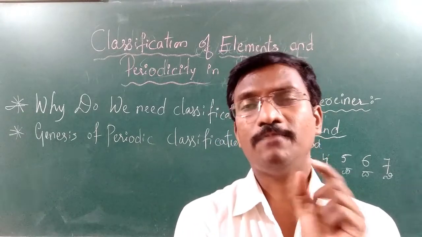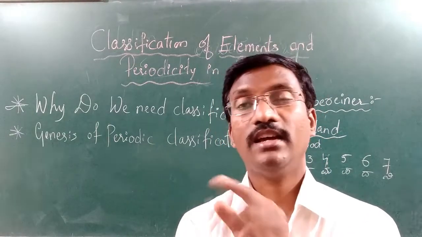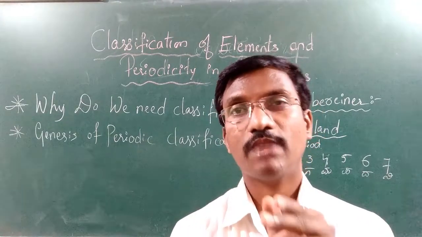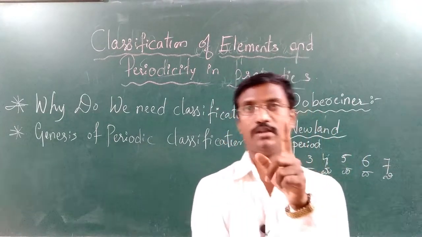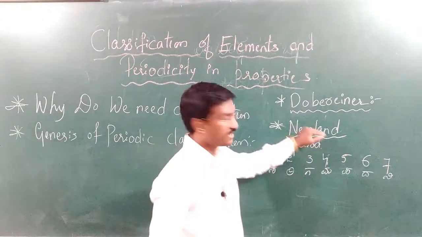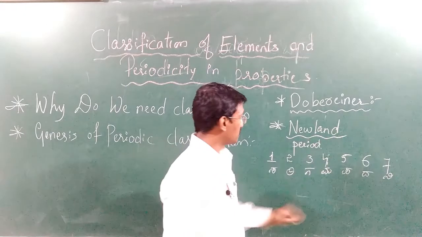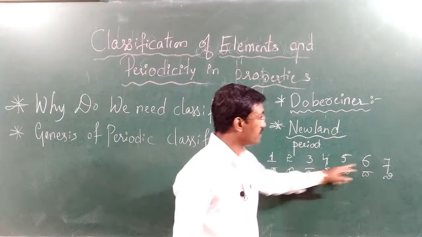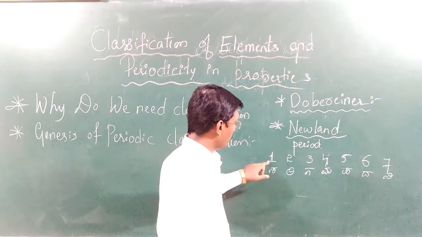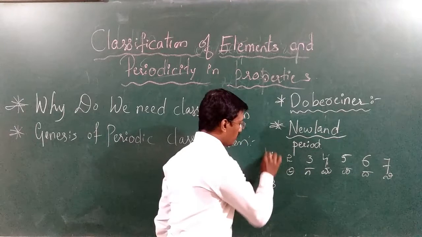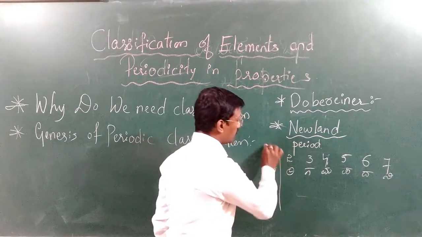said that the properties of the elements repeat for every eighth element. Every eighth element has similar properties to the first one. According to him, this is called Newlands' law. Newlands' law states that every eighth element, counting 1, 2, 3, 4, 5, 6, 7 and the eighth element, has similar properties to the first one.